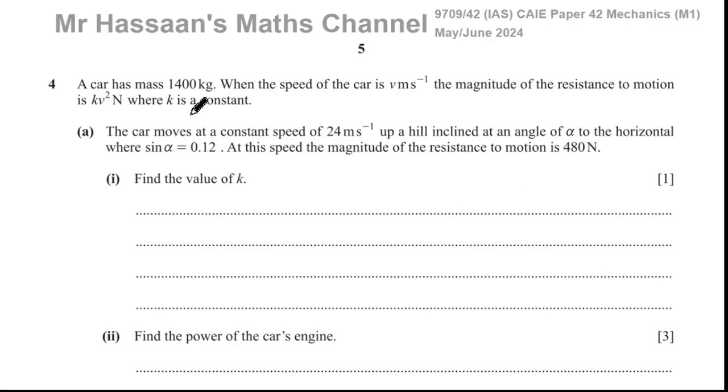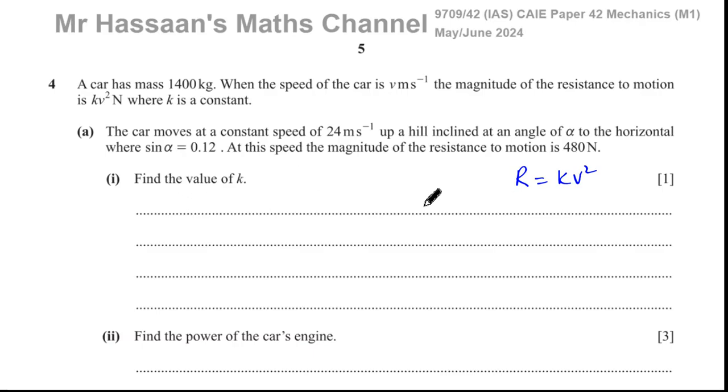And here we have a question about a car which has a mass of 1400 kilograms. When the speed of the car is v meters per second, the magnitude of the resistance to motion is kv squared newtons. So the resistance to motion is given by k times v squared. This is the resistance depending on the speed, where k is a constant. So k is a particular value which we probably have to find, which we do in part 1.